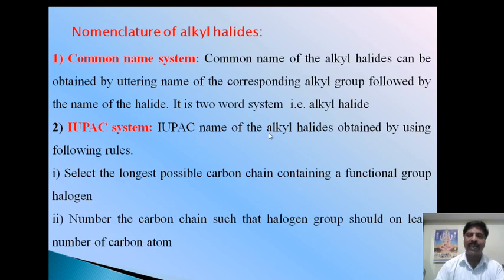The IUPAC name of alkyl halides can be obtained by using the following rules. First rule says that select the longest possible carbon chain containing the functional group halogen. You have to select the longest possible carbon chain such that it contains a halogen group. Second one is to number the carbon chain such that the halogen group comes on the least number carbon atom. This is the second rule.